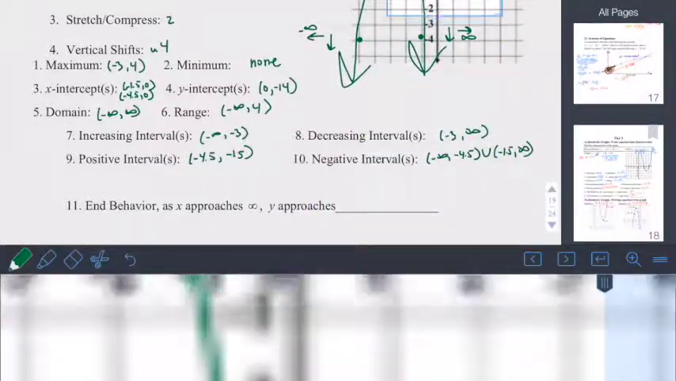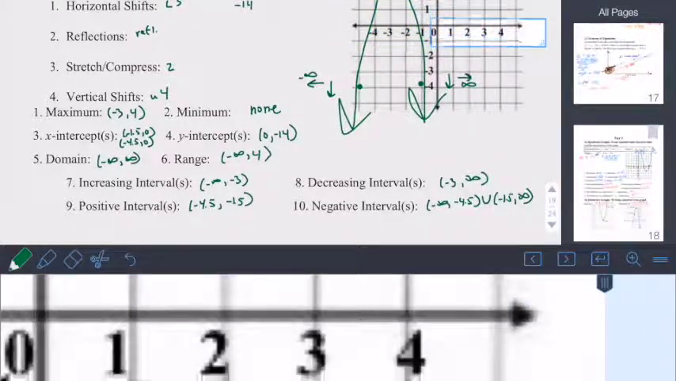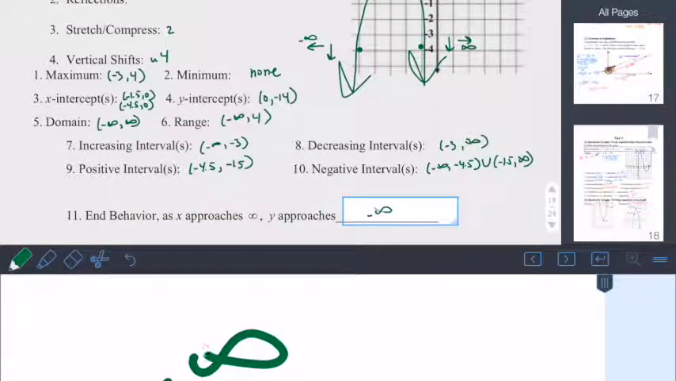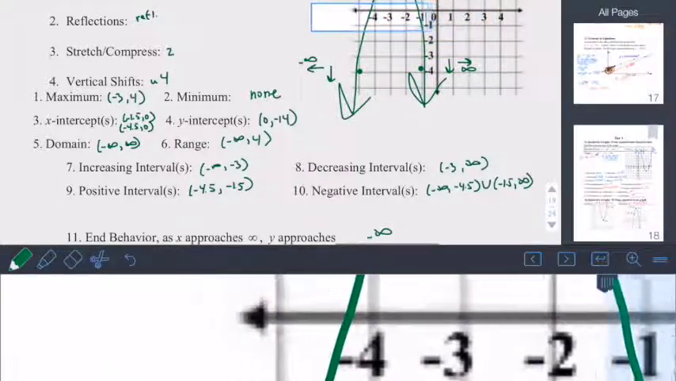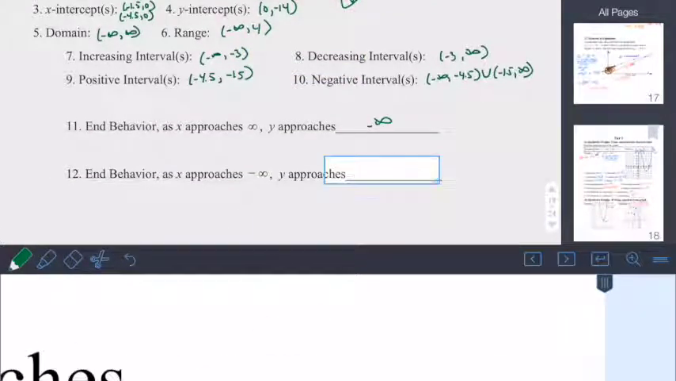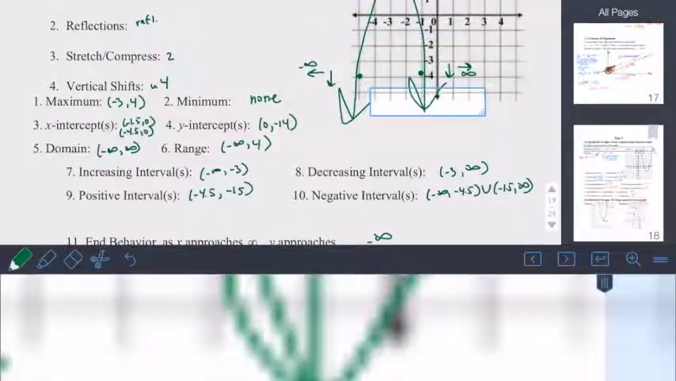And then my end behavior, as x gets bigger and bigger and bigger, approaches infinity, y gets smaller and smaller and smaller and approaches negative infinity. And then on the other side, as x approaches negative infinity, gets smaller and smaller and smaller, y also gets smaller and smaller and smaller towards negative infinity. Right? It's matching because they both open down.